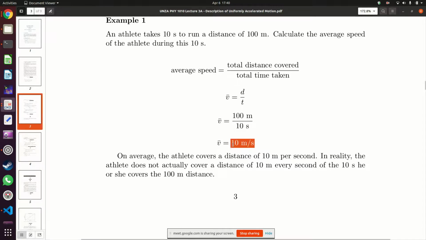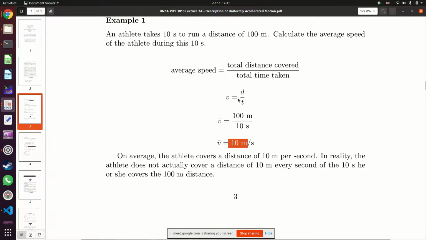Now, when you look at this average speed of 10 meters per second, you might be misled to think that this guy was covering 10 meters every second. So you might think in the first second he covered 10 meters, then in the second second another 10 meters, so that becomes 20. The third second another 10 meters, that becomes 30. So at the end of 3 seconds he covered 30 meters, like that until all 10 seconds were finished.